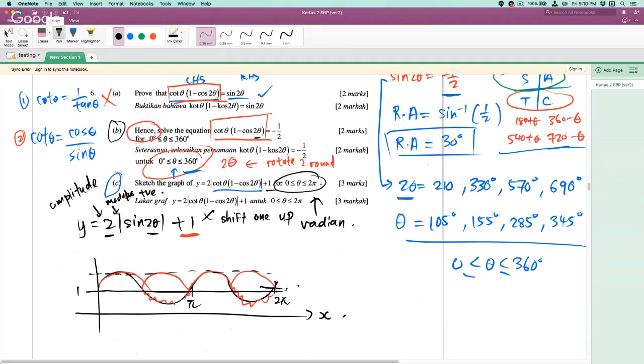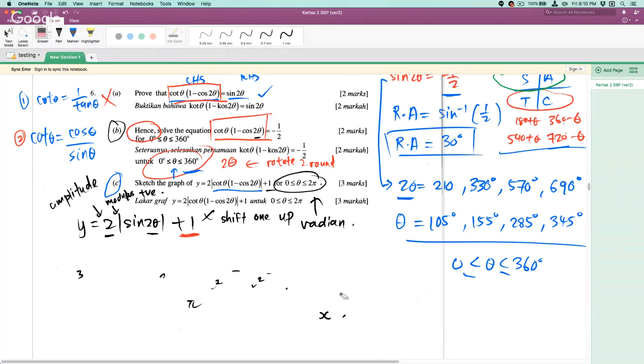That means from 1 here, you have to go up 2 units, isn't it? So here will be 3. Your maximum here, the amplitude is 2. So if you understand this one, maybe I can sketch again, make it nicely.